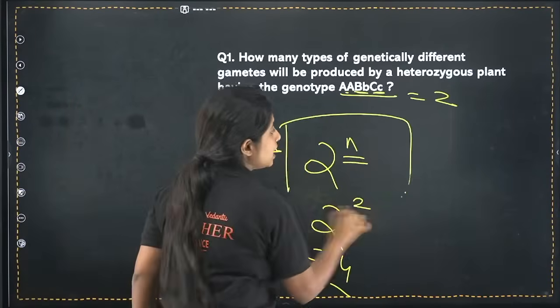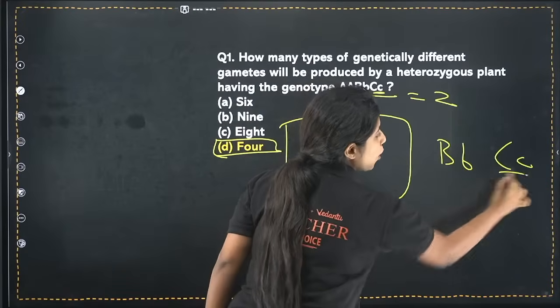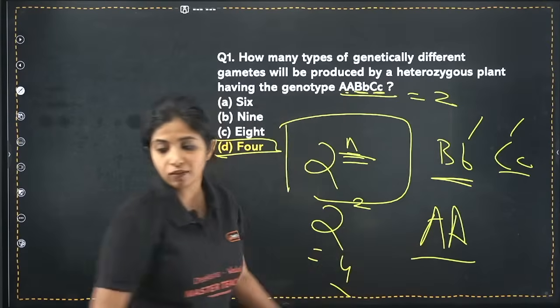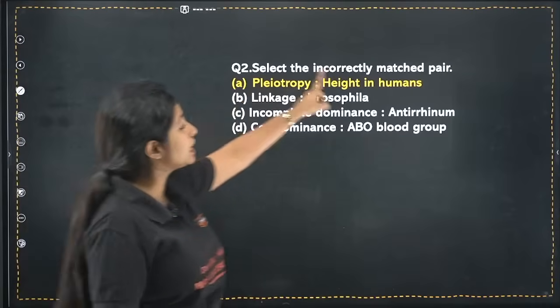This formula is important. N is the number of heterozygotes. Heterozygotes means when the alleles are not the same. So this is 1, this is second. The rest is A, both the alleles are the same. I will not count it as a heterozygote. Okay. Now the next thing: select the incorrectly matched pair.